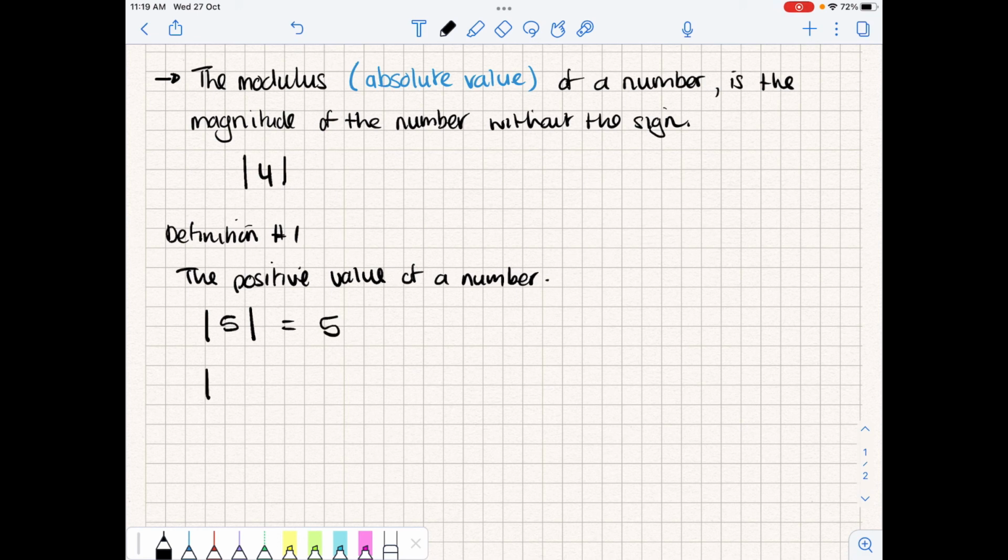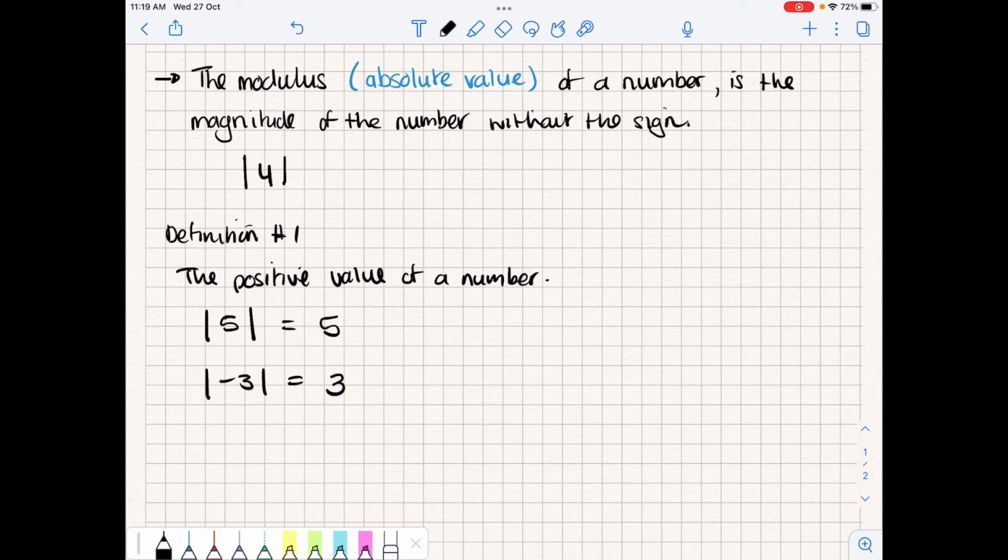We could say, what is the modulus of negative 3? And the modulus of negative 3 is just 3. We're not interested in the negative sign. So we're just interested in the positive value of the number.